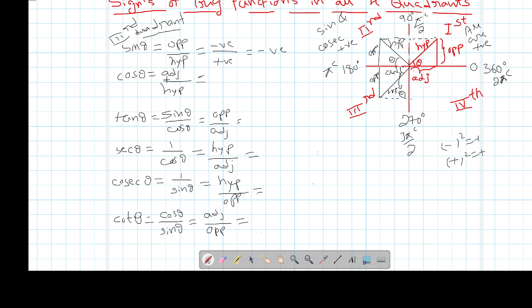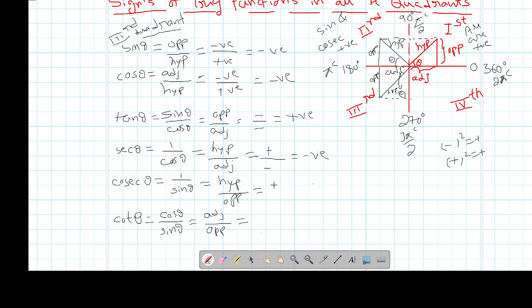Clear? And the next one, cos theta, adjacent. Adjacent is the negative x-axis, right? Divided by positive. This will be negative. Next, tan theta. Tan theta is opposite side by adjacent. Opposite is negative divided by adjacent, which is also negative. Negative by negative is positive. So tan theta is becoming positive here in the third quadrant. See how we are getting that. That is very important. Sec theta is hypotenuse, positive, divided by adjacent, negative. So this will be negative.